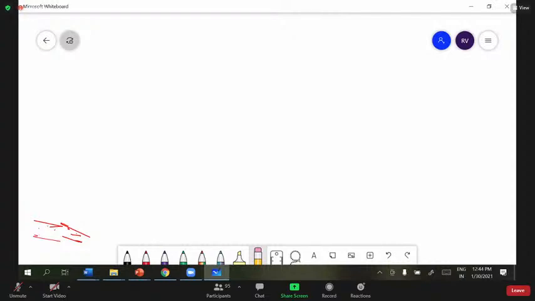Otherwise, anyone of you please tell me. Mod 3 counter, how many flip flops are required? 2 flip flops are required. Okay, so for this, simply I take 2 flip flops, JK inputs.